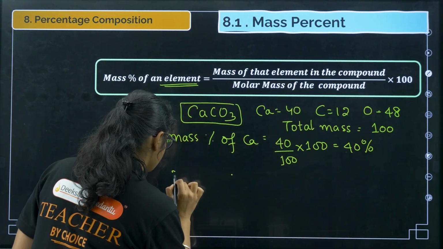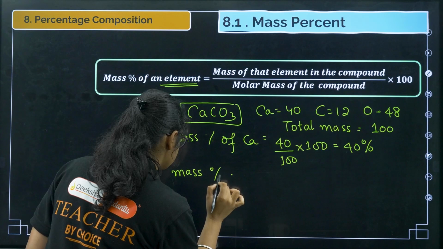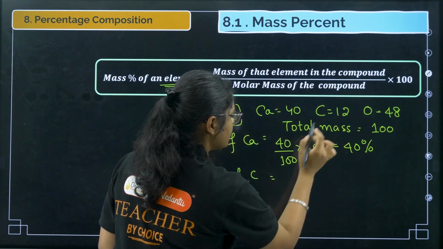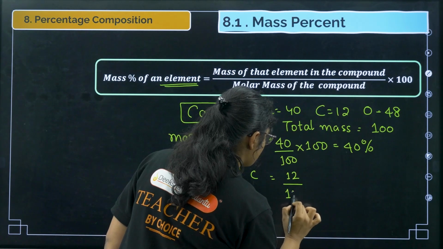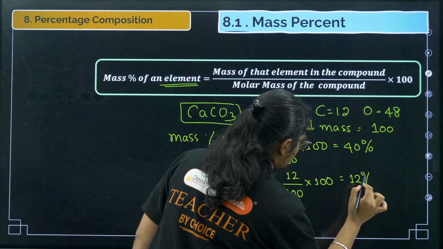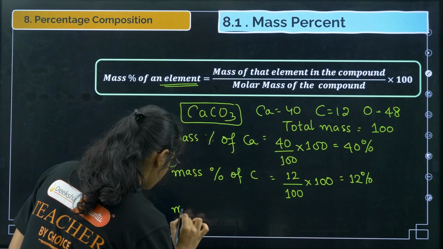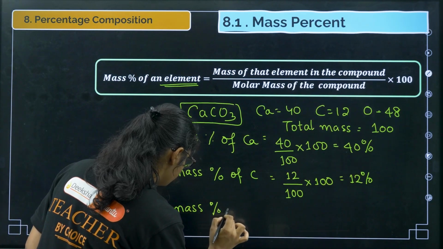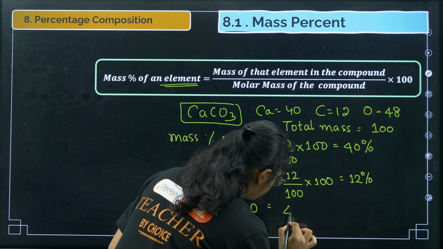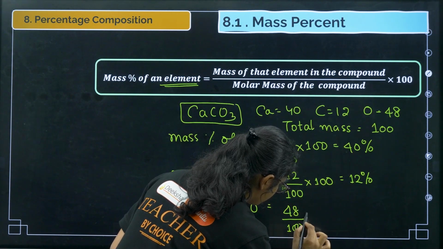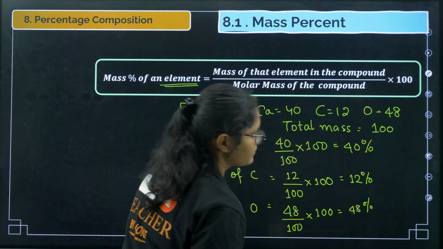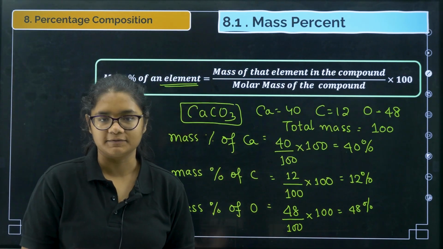40%. Similarly, if I see the mass percent of carbon, then how much will it be? Carbon is 12 gram divided by the total mass 100 into 100, so that will be 12%. Next, mass percentage of oxygen. Oxygen is 48, divided by 100 into 100, and that will be again 48%. Clear? So that is how you can calculate mass percentage.